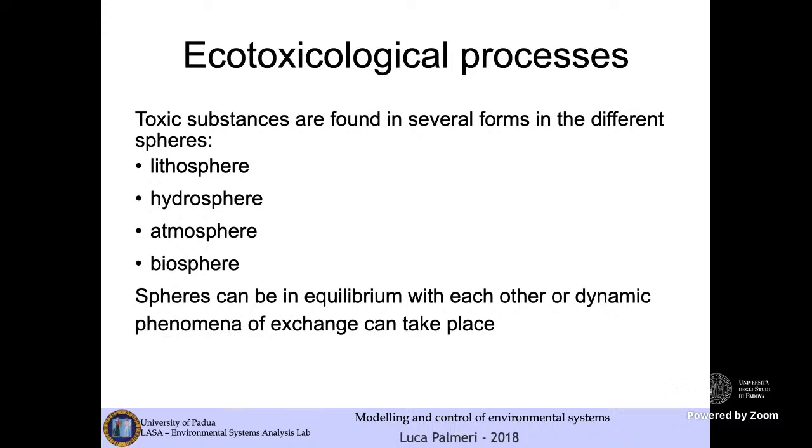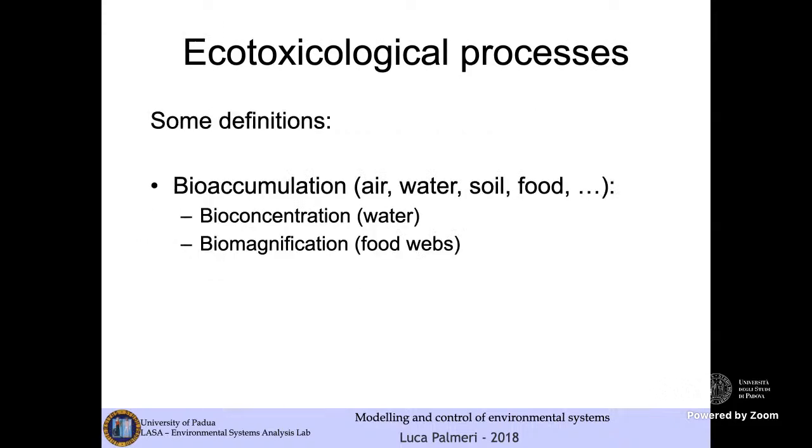Let's start from our perspective of the ecospheres, and let's give a look at what we mean by ecotoxicological processes. We know that toxic substances are found in several forms in the different spheres: lithosphere, hydrosphere, atmosphere, and biosphere. In general, we recognize that spheres can be in equilibrium with each other, or there may be some kind of dynamic phenomenon of exchange that can take place. In that case, we may talk about dynamic equilibrium of the spheres. So it is a matter of finding equilibrium points or equilibrium concentrations or equilibrium flows in order to describe the condition of static dynamical equilibrium.